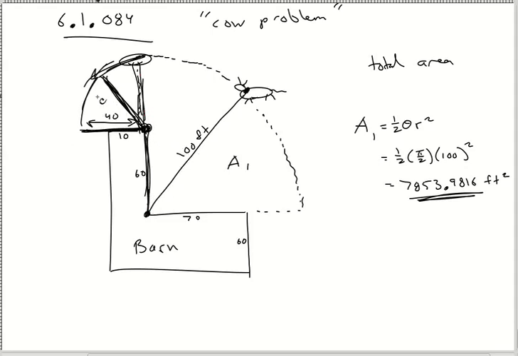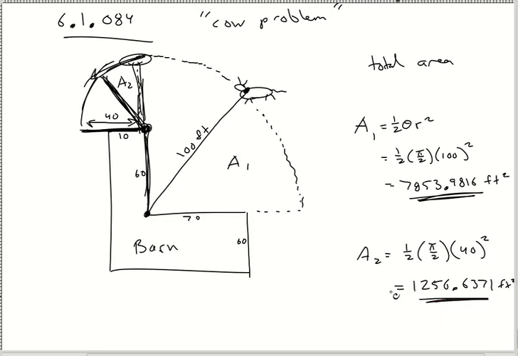Okay, so this quarter circle, I'm gonna do A2 here. Let me write that over here. Okay, A2. So A2, same formula, 1/2 pi over 2. It's got to be in radians, and then my new radius for that is going to be 40 squared. Calculator. And I got 1256.6371. And that's feet squared again. I'm not going to box it. This is good. It's not my answer, though.